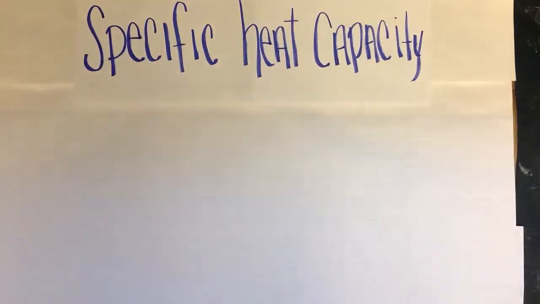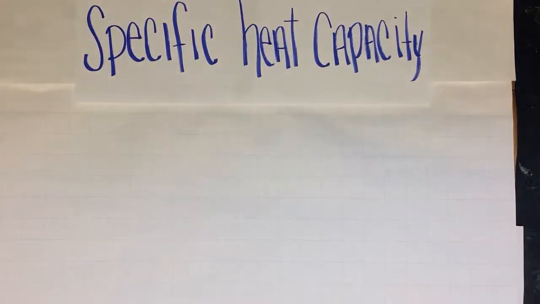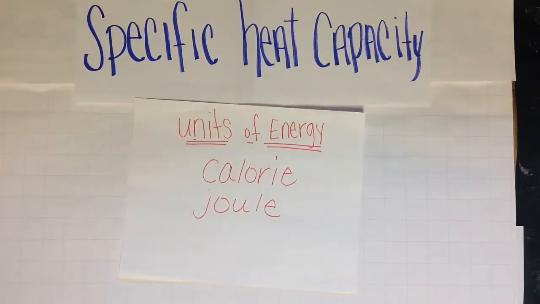This is a flip video about specific heat capacity. When we're talking about heat, heat is just a form of energy, or heat is one type of energy. So it's important to know some units of energy. We've got calorie and joule as the two units we're going to be using in this chapter.